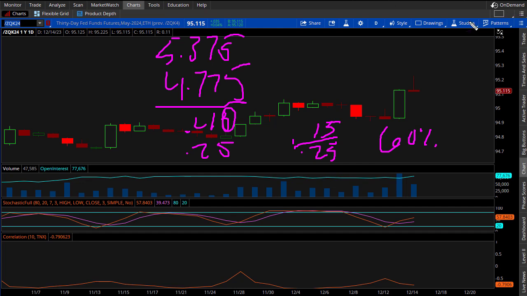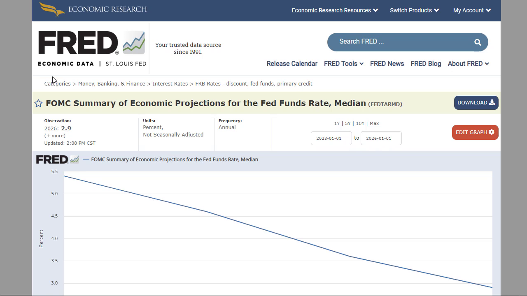Now, that's not all that we're getting, because it's not just from the Fed Funds Futures that we get this estimate. We can actually look directly to the Fed. Now, this is the St. Louis FRED data, St. Louis Federal Reserve, and this is their dot plot.